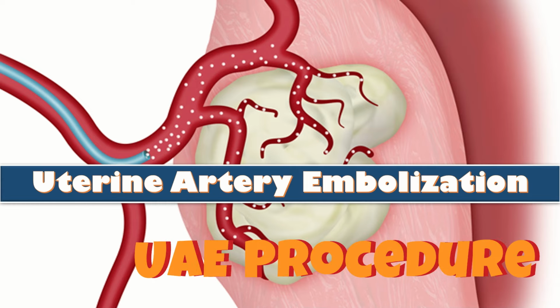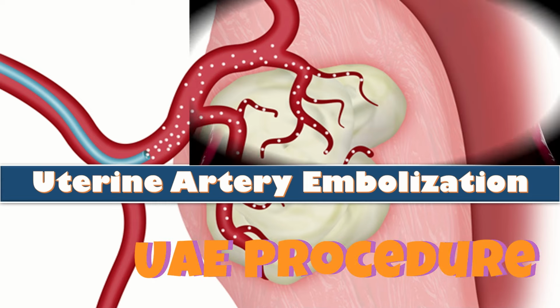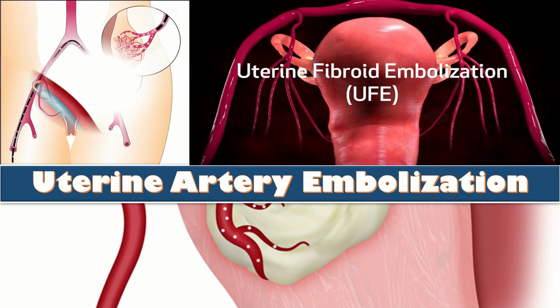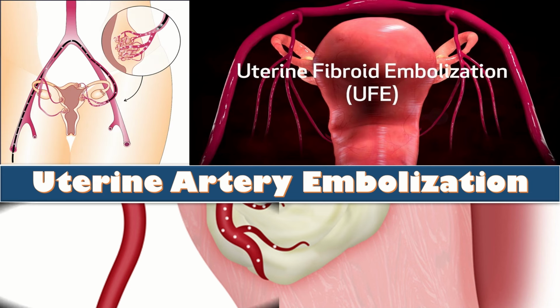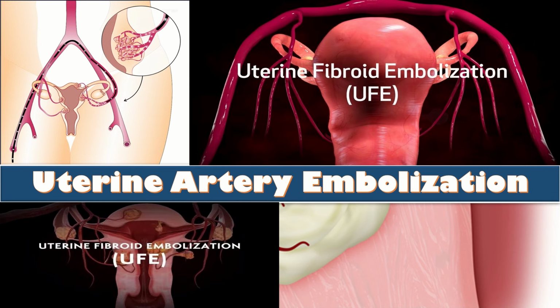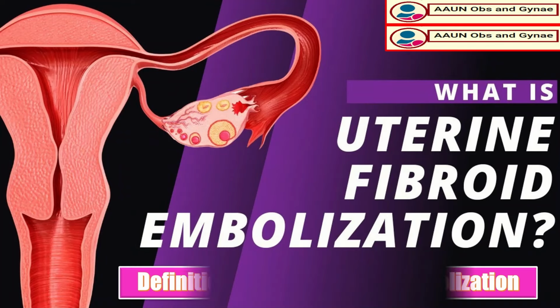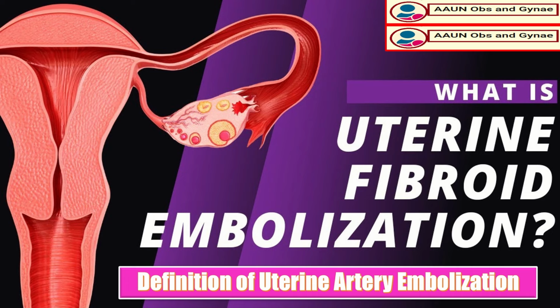Uterine artery embolization is a minimally invasive procedure most commonly used to treat vaginal bleeding caused by uterine fibroids. In addition, it can also be used to treat vaginal bleeding in emergency situations, for example, due to trauma, malignant gynecological tumors, or PPH. So, what is the definition of uterine artery embolization?